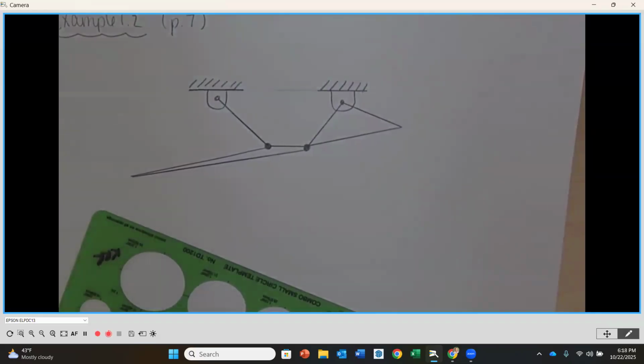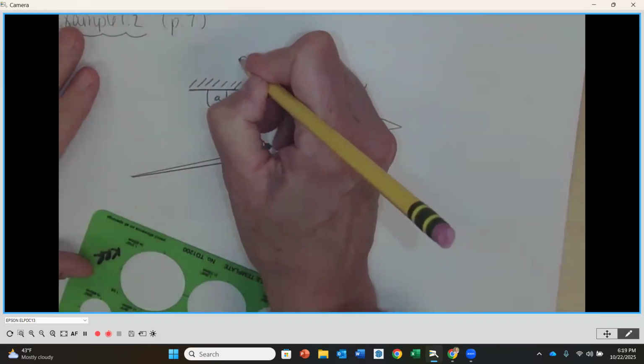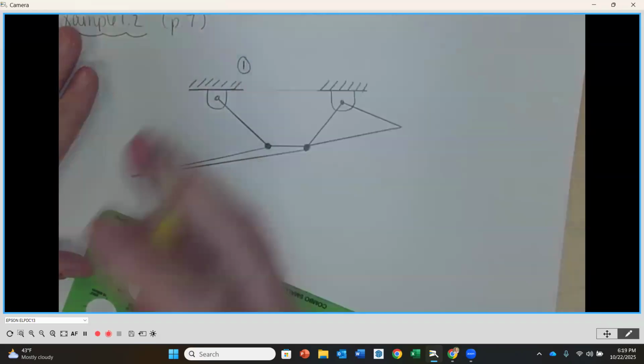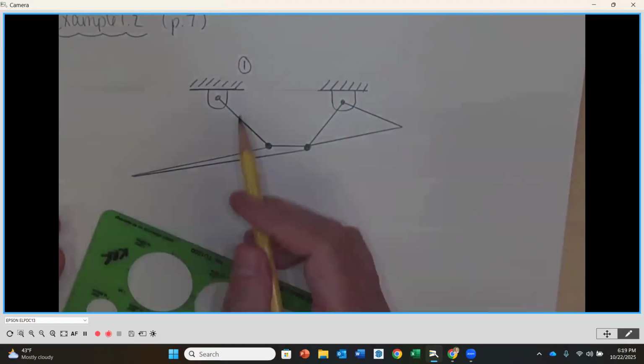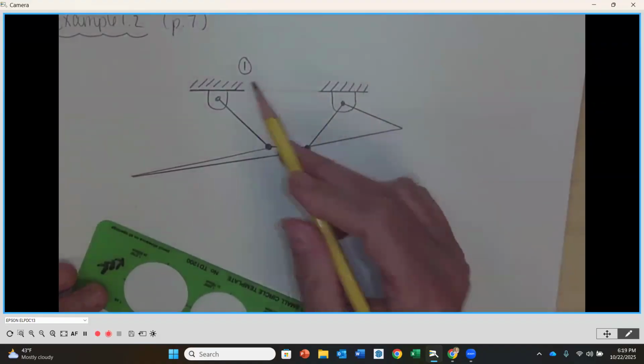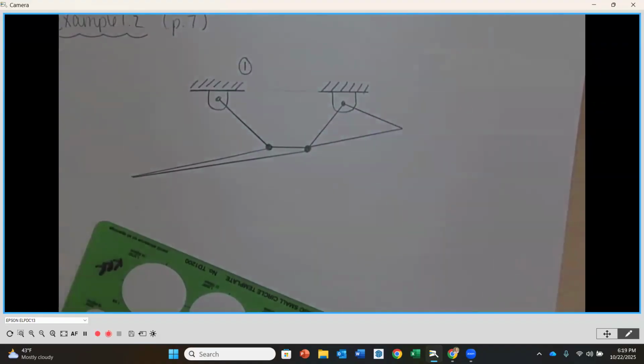Now I need to number my links and letter my joints. So I'm going to do my links first. Link number 1 is going to be the frame. We only show number 1 once, and we just put it by one of the frame members. So in this case, we've got 2 connections to the frame. Whether you put it on the right or the left does not matter, but you only put it once.